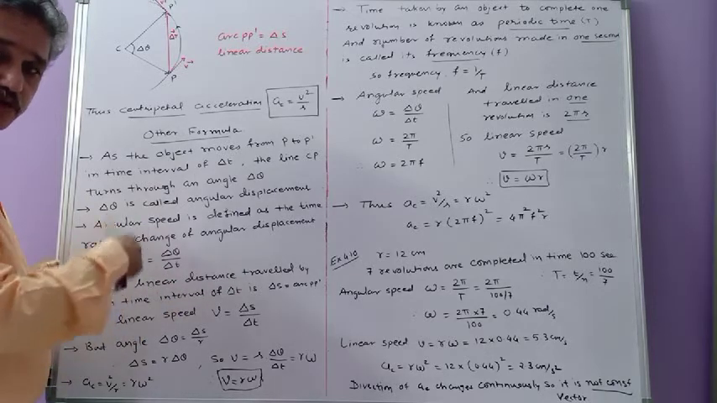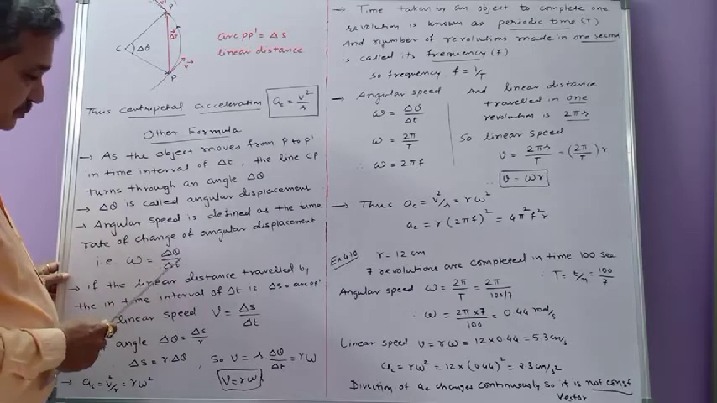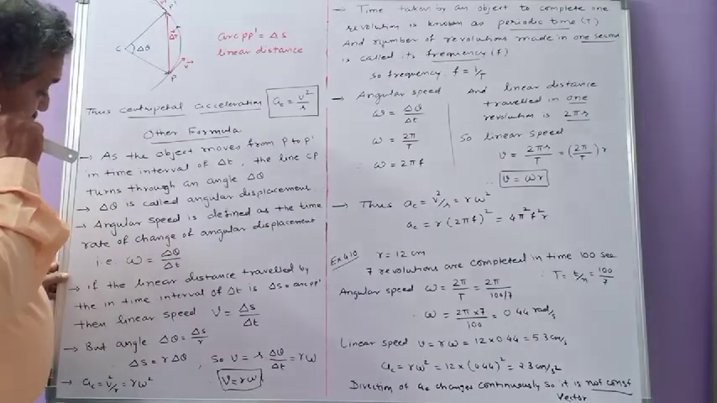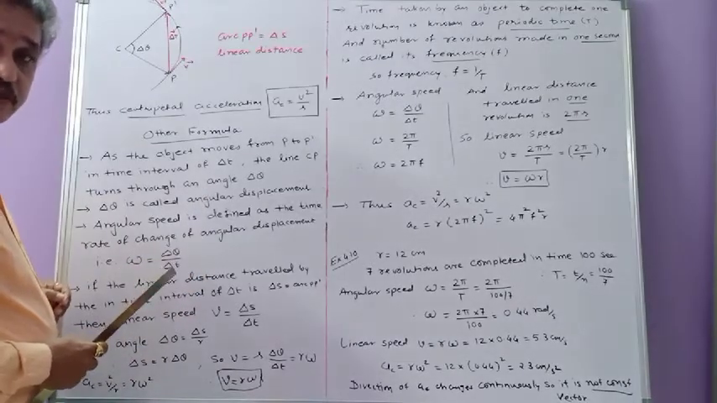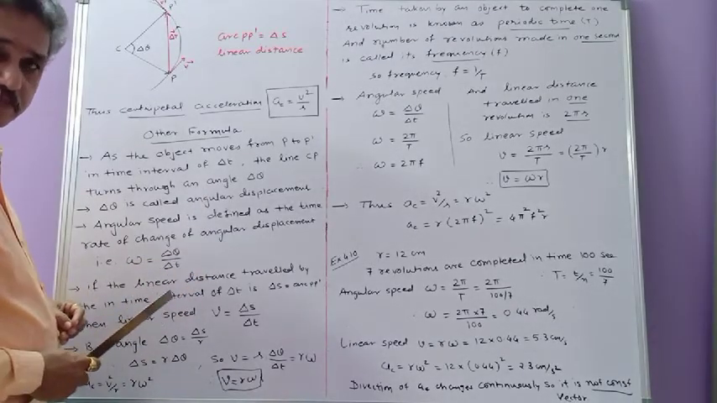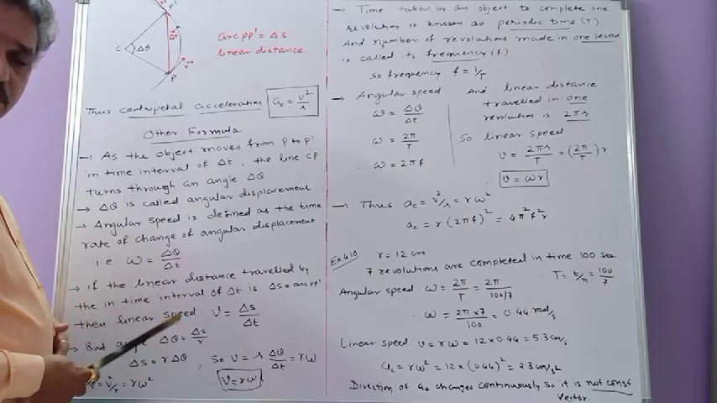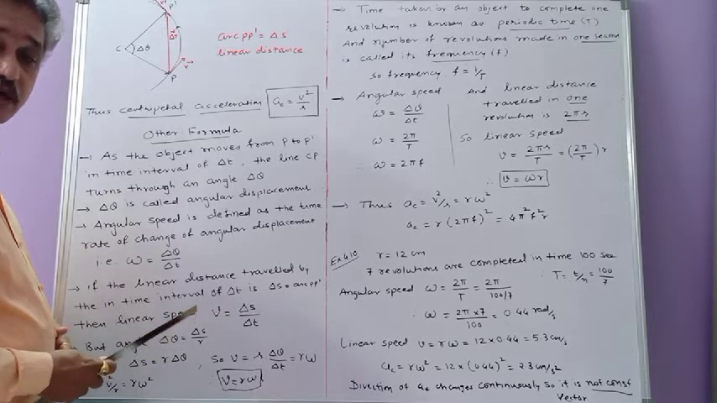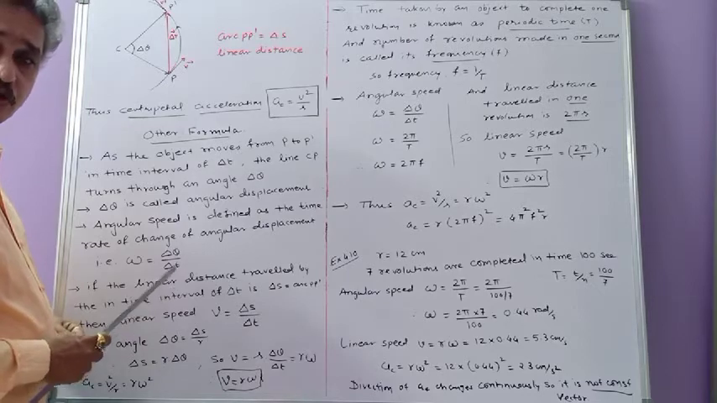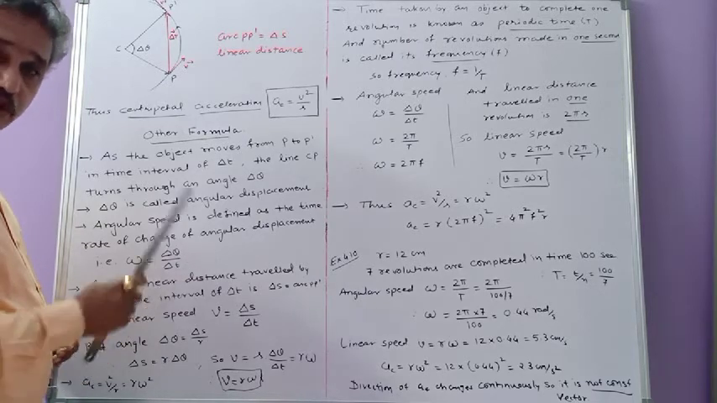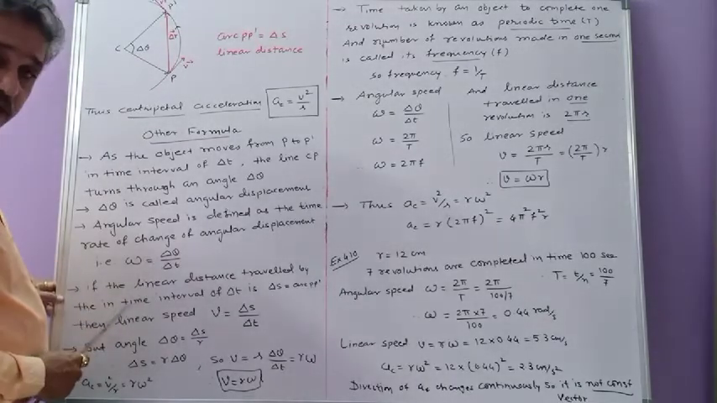How many revolutions are completed? Just like a fan. If you purchase a fan, then on the box it is written something like 1600 RPM, 1200 RPM, 1000 RPM. What is the meaning? 1000 RPM means 1000 rotations per minute, and 1600 RPM means 1600 rotations per minute. So it is angular speed. The angular speed omega is delta theta upon delta t.